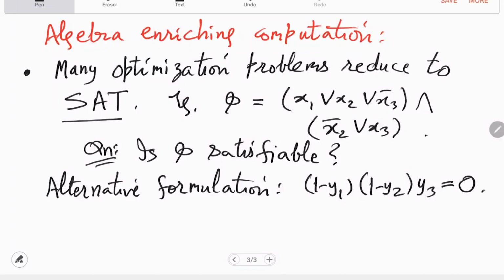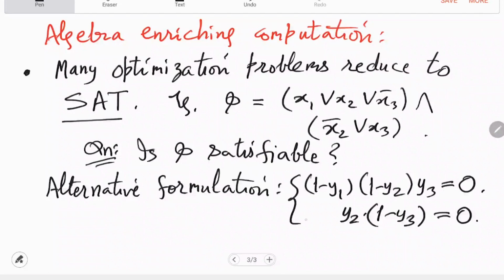So this equation, for example, will force one of these three factors to vanish. So automatically either y1 is 1 or y2 is 1 or y3 is 0, right. That corresponds well with x1, x2, x3's behavior in the first clause, the first constraint. And the second one analogously you can now write as y2 times 1 minus y3 equal to 0. So that is the system.